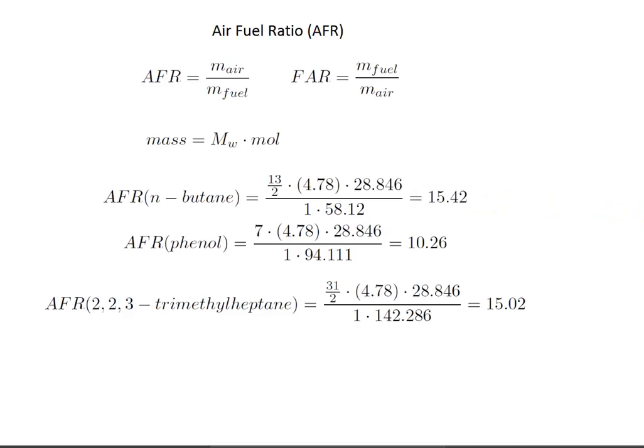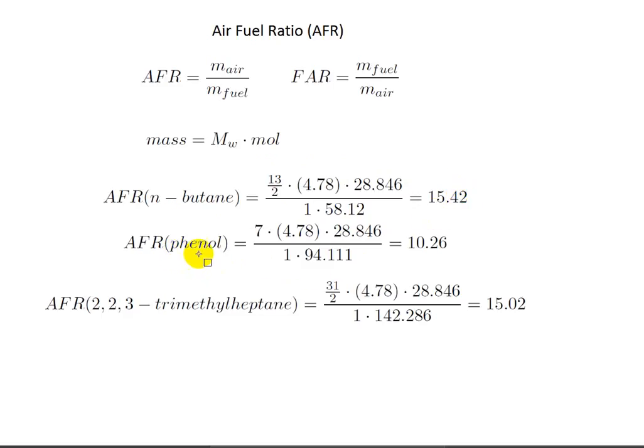So here I've shown the AFR calculation for each of the fuels that we looked at previously. Notice how this is done. We're going to have the mass of the air over the mass of the fuel. So for example, here we have the molecular weight of air. Now that's an average. We're going to use 4.78 moles of it, and this is the coefficient that was in front of the air. Down here for the fuel, we're going to have 1 mole of fuel because that's the way we developed the equation, and then we're going to have the molecular weight of the fuel. So you make that calculation and you come out with an AFR for butane of 15.42.